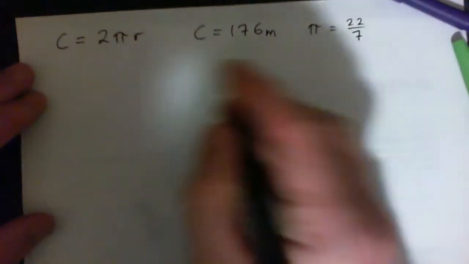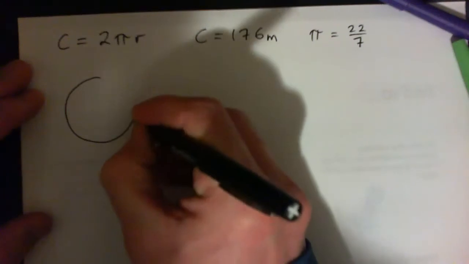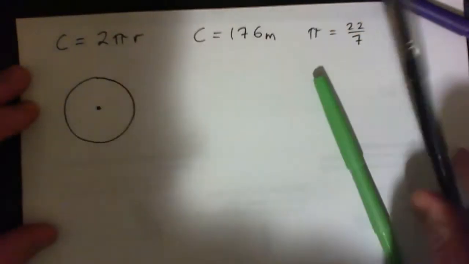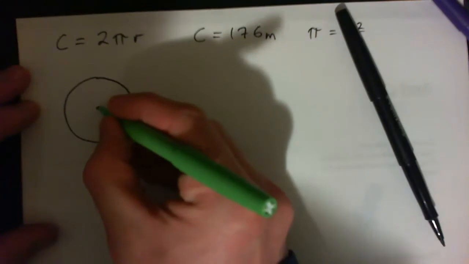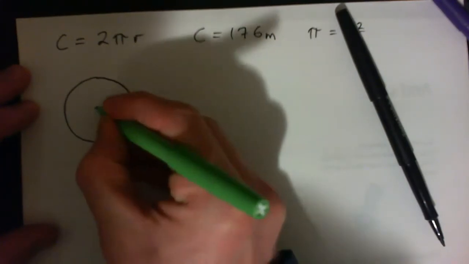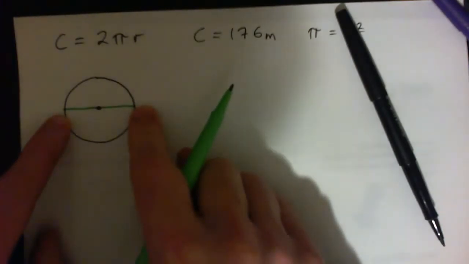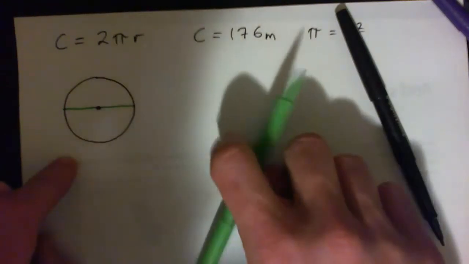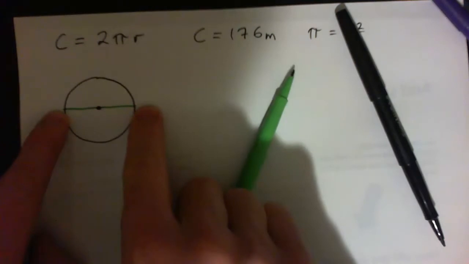What's going on? Here's what's going on. If you have any circle, there is an interesting ratio. So here's a circle, here's the center. Now draw a line right through like that. This distance is called the diameter. Half of this distance is called the radius. The radius goes from the center to the outside. The diameter is the full way across.